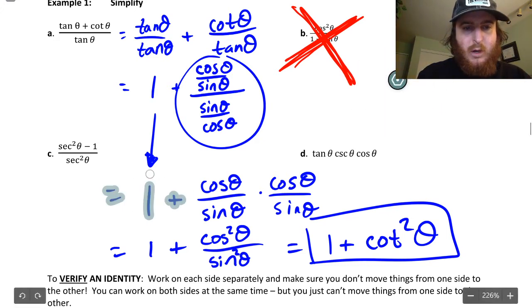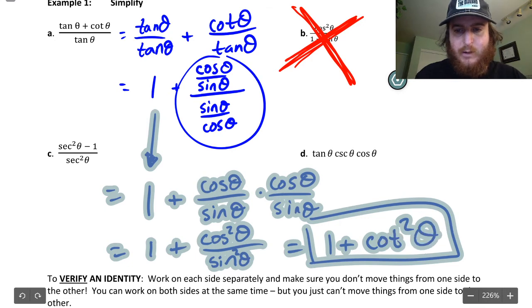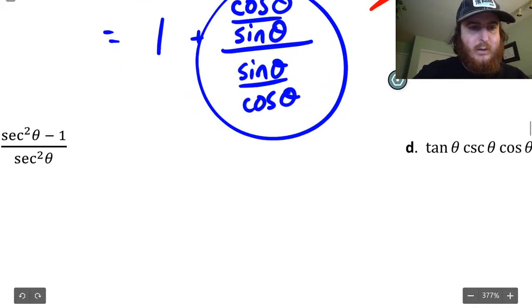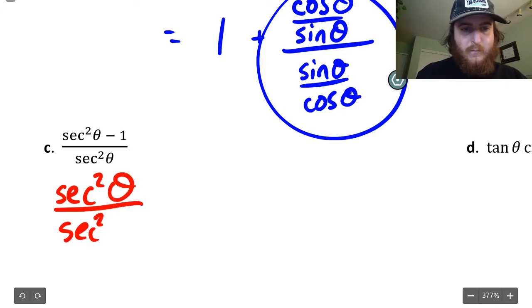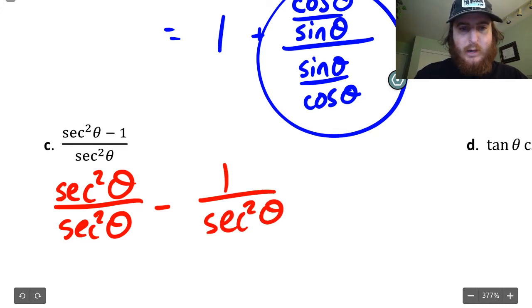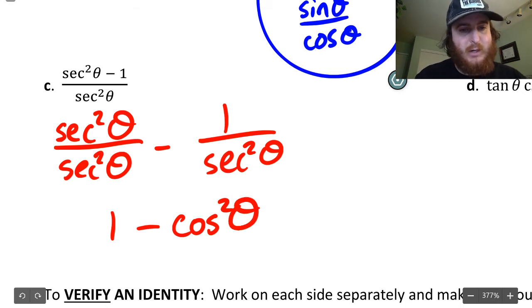Okay. So next example, we have secant squared minus 1 over secant squared. We're going to just do that same thing. We're going to separate it first, and then we're going to go ahead and worry about how we can simplify it. So secant squared theta over secant squared theta minus 1 over secant squared theta. And secant squared divided by itself is just 1 minus, and then 1 over secant squared theta gives cosine squared theta. And then you can go back up to your table, right?